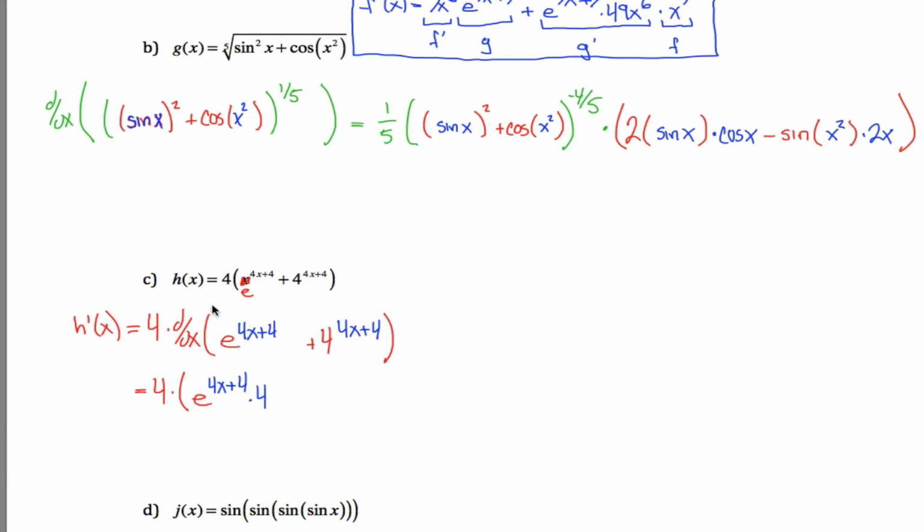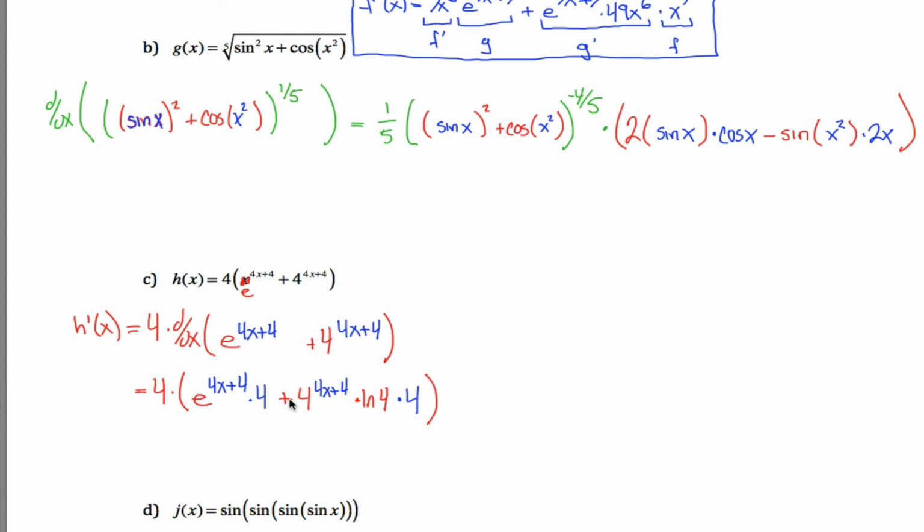And then to that, I want to add the derivative of this guy. Well, if this were just e to the 4x plus 4, I'd write e to the 4x plus 4, but it's not. It's 4 to the 4x plus 4. So I'm going to write something very similar. I'm going to write 4 to the 4x plus 4 times the natural log of 4. And then I still won't be done because I'll have to multiply by the derivative of the stuff in blue. So I'll get another 4 right here.